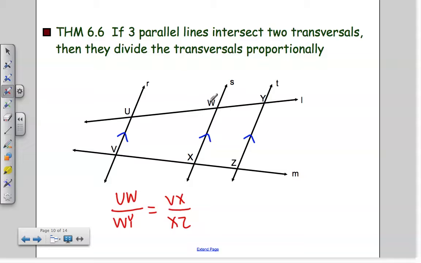I could have also written it as UW compared to the larger section of the other transversal, VX, right below it. And then start with the smaller section of the first transversal, WY, compared to the section below it on the other transversal, XZ. You notice these are the same because these diagonals are exactly identical. I just flipped around WY and VX. Okay, so three parallel lines split by two transversals split those transversals proportionally.